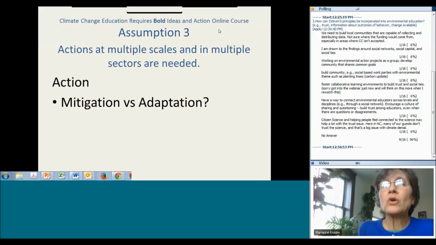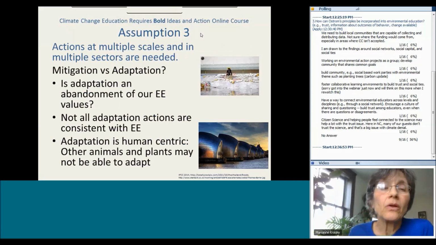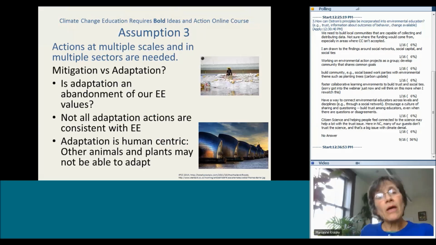Okay. So the other thing I wanted to talk about is mitigation versus adaptation and the implications for environmental education. Because I think when we think about actions, we can think about actions that mitigate climate change and actions that adapt to climate change and actions that do both. Adaptation, I think, raises a lot of questions for environmental education, and here are some that it raises for me.